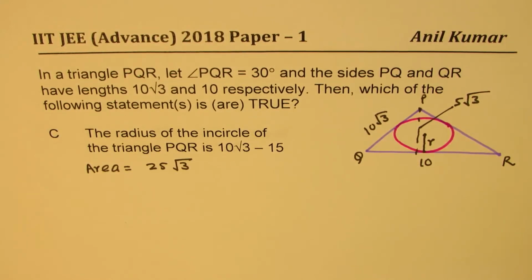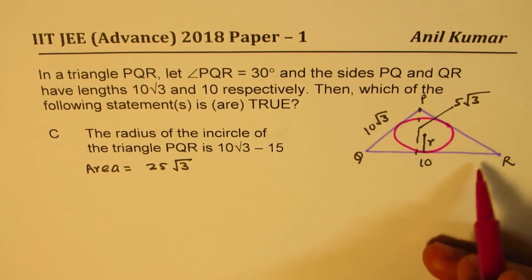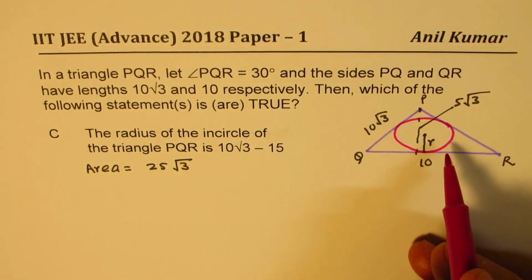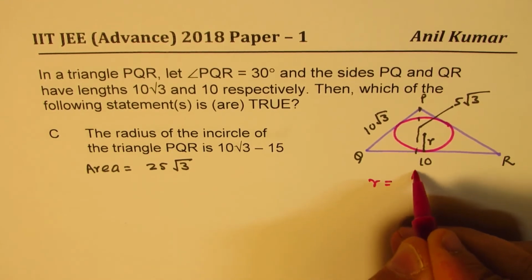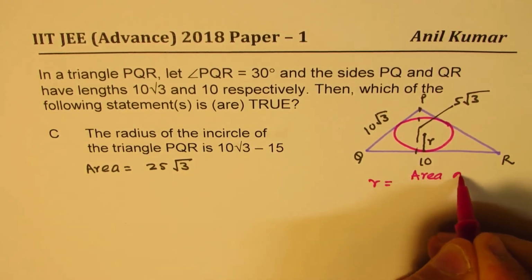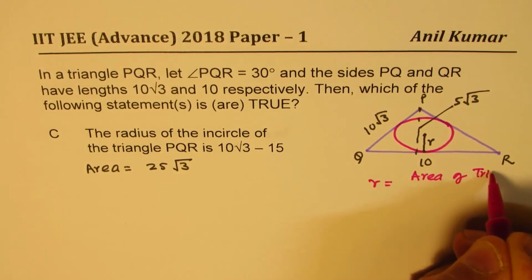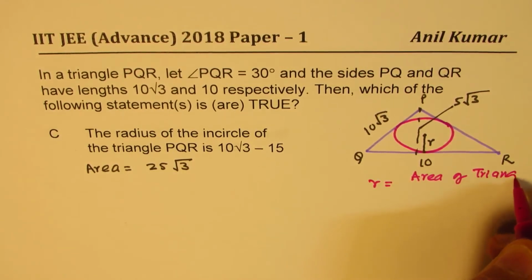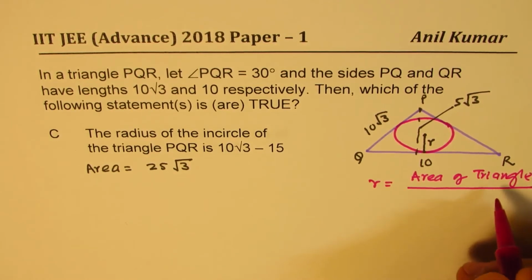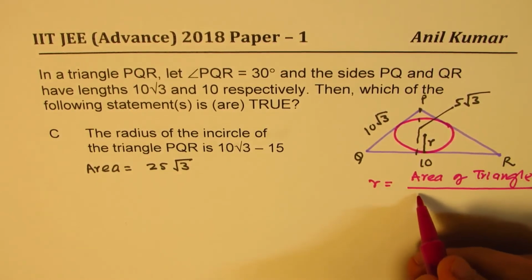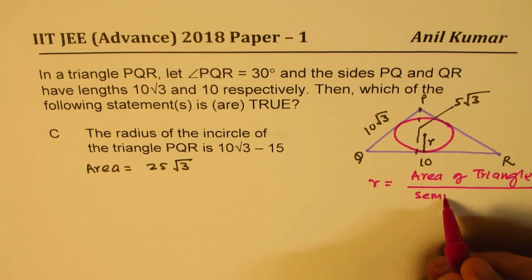That is what we need to figure out. Now if you remember, the radius is related with the perimeter of the particular triangle, correct? So the radius is basically equal to area of triangle, this is incircle radius R, which we're talking about, divided by semi-perimeter.